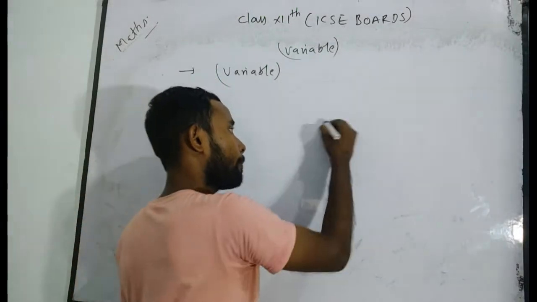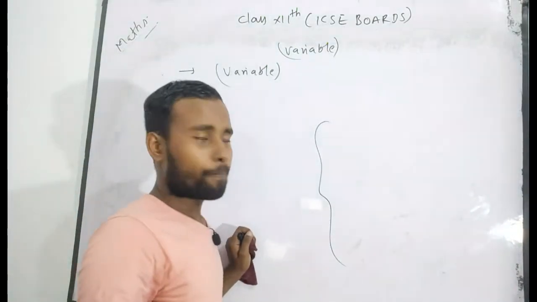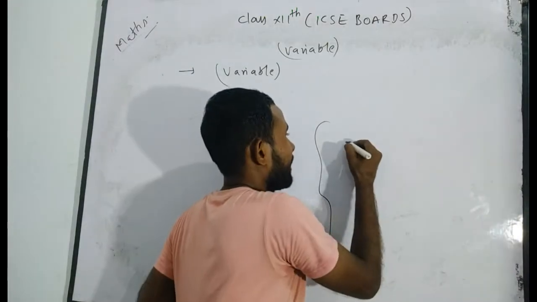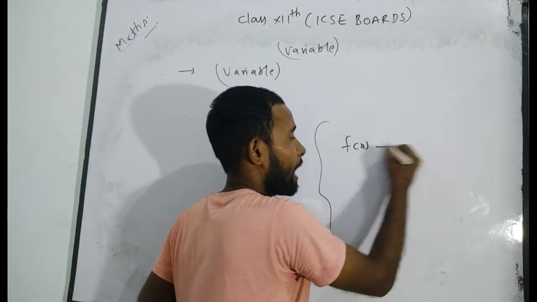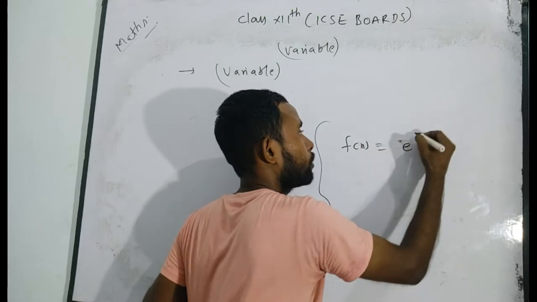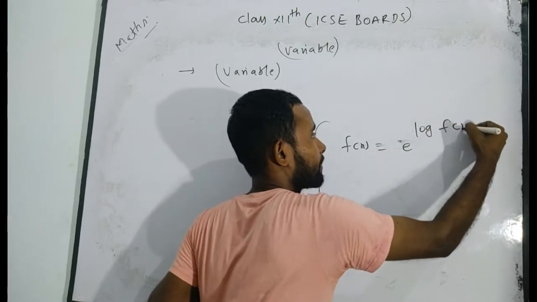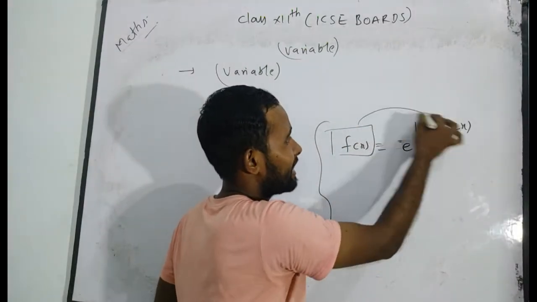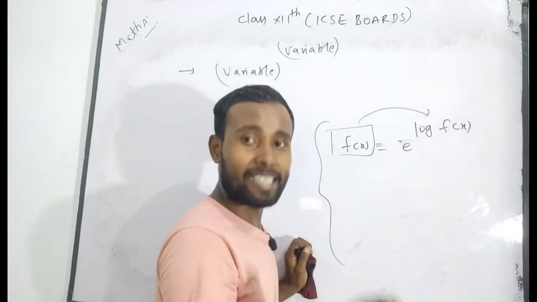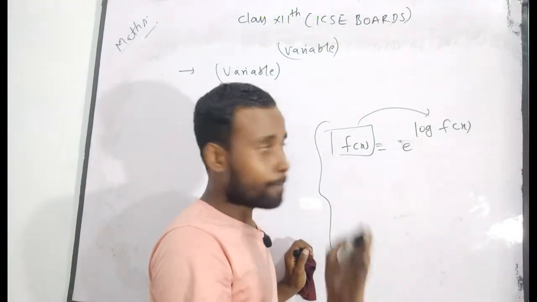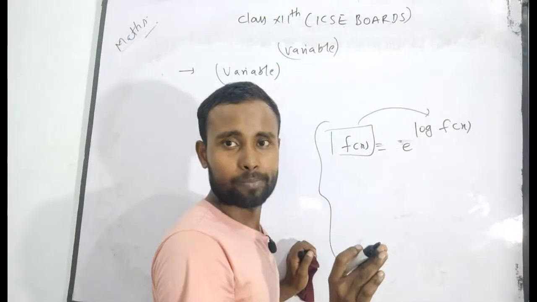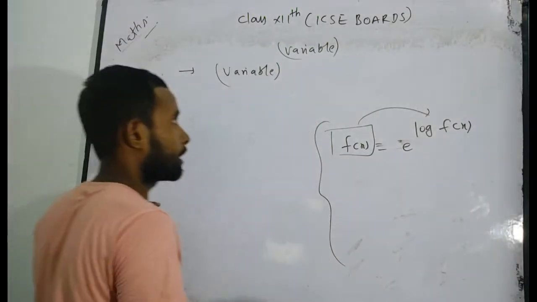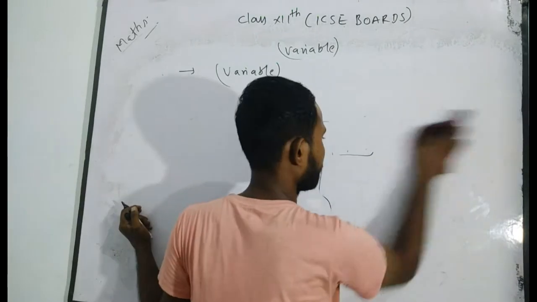And there are two important properties of log. Remember it. Suppose there is f(x). f(x) is equal to e to the power log f(x). Be careful. You can write f(x) like this easily. Remember it, it is very, very important for you. Have you understood? Now I am going to solve such a kind of problem.